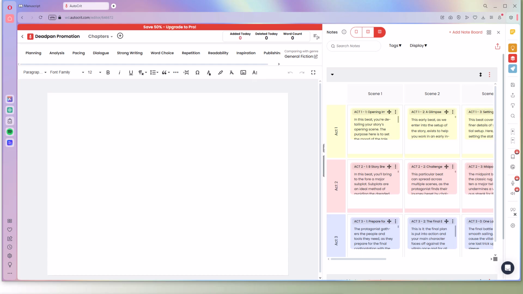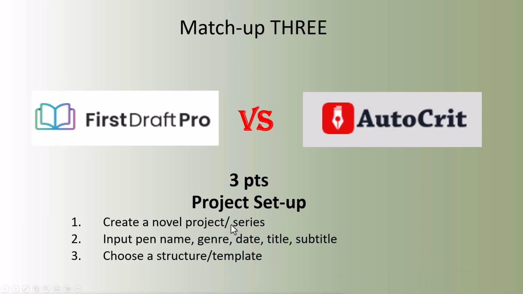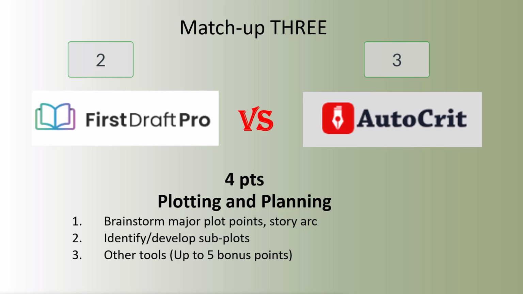Let's go ahead and go back and take a final look at our project setup, and this choose structure template. We are going to give AutoCrit a point for this because they did have the 3-act structure and it is useful. So for this project setup, First Draft Pro is going to end up with 2 points and AutoCrit with 3.